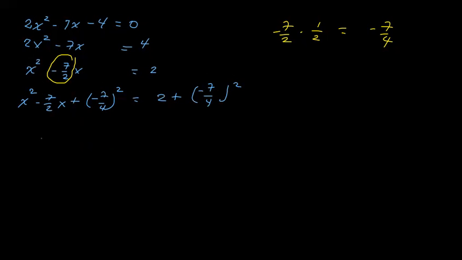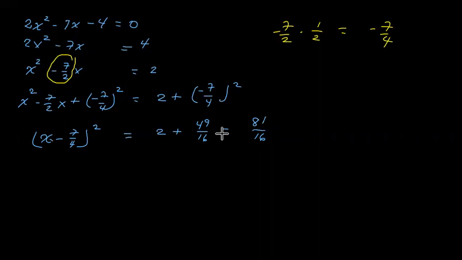What this does right here is create a perfect square. So this now becomes x minus 7 over 4 squared. This is a perfect square, is equal to 2 plus this. What is this number? This is 2 plus 49 over 16. Okay, minus 7 times minus 7 is a positive 49. 4 times 4 is a positive 16. And when you do the math on this, what you're going to get is 81 over 16. And by doing the math, I mean add this fraction. Okay, 2 plus 49 over 16.